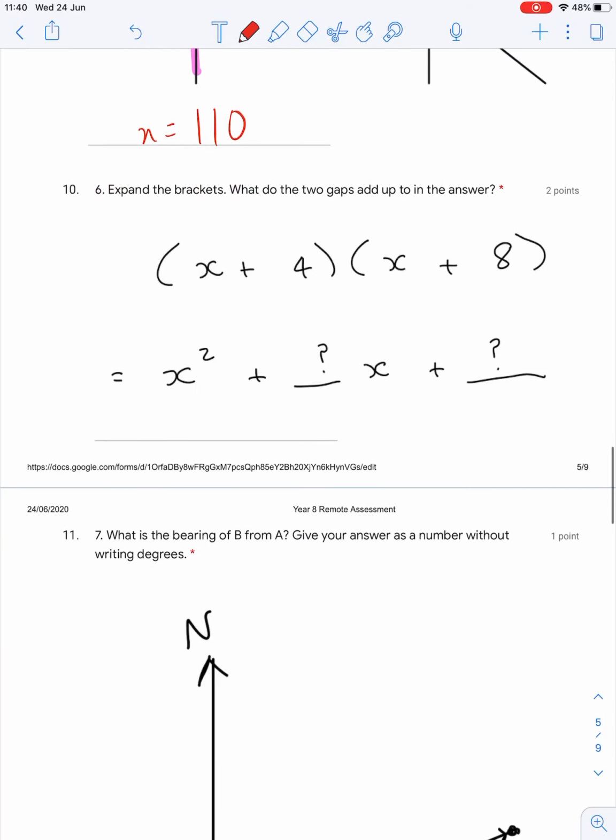Expanding these brackets, I think you'll get 8x and 4x. So this should be 12. And when you multiply the 4 by the 8, you get 32. So 12 plus 32 is 44. That's what the two gaps add up to.